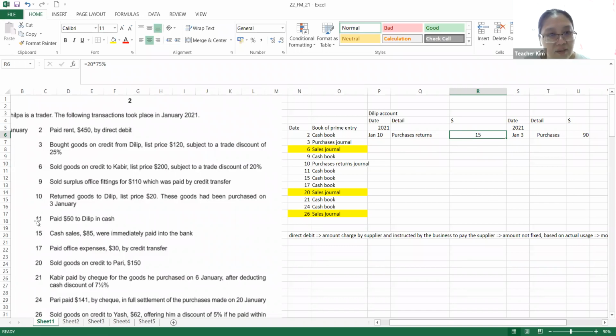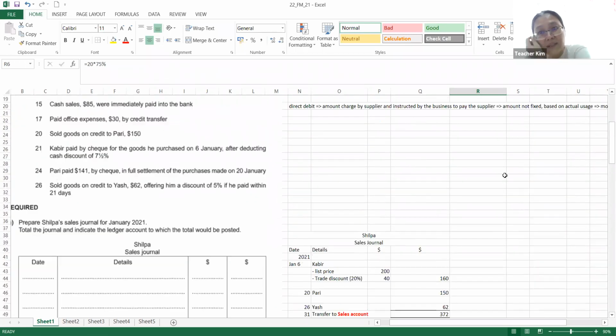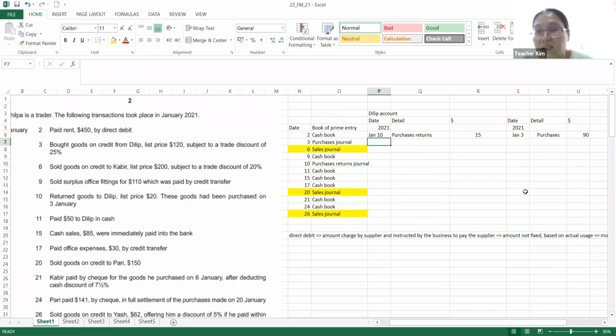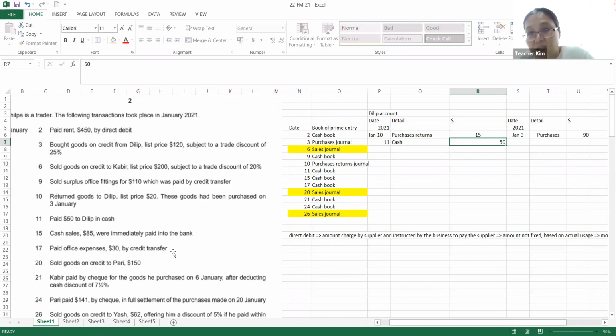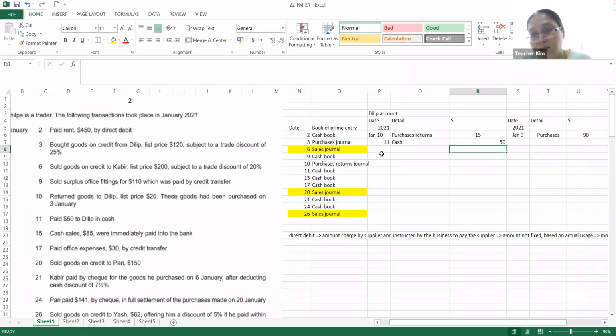Okay, here on the 11th, related to Dilip. So pay Dilip, cash account credit. So automatically here will be debit, because Dilip received the money. So on the 11th, Dilip received the money. The money that he received is 50. Okay, after that, no more transactions for Dilip, if I'm not mistaken. Okay, double check first. Okay, no more transactions. So on the last day, 31st, balance carried down, because this is a supplier. Supplier, we are owing them.